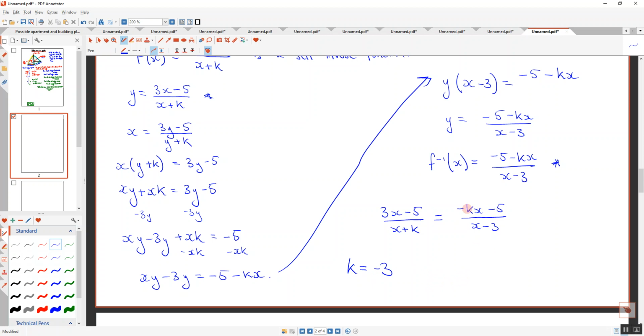Because if I put minus 3 into this, I get minus 3, which becomes plus 3, so I get my 3x minus 5. If I put minus 3 here, in this one, I get x minus 3, which will be the same as on this side.